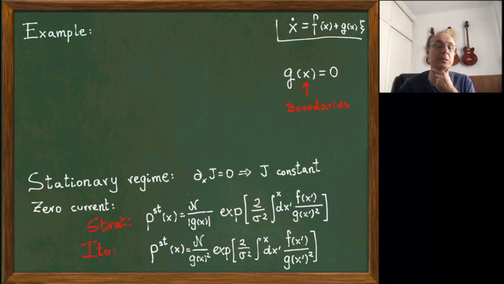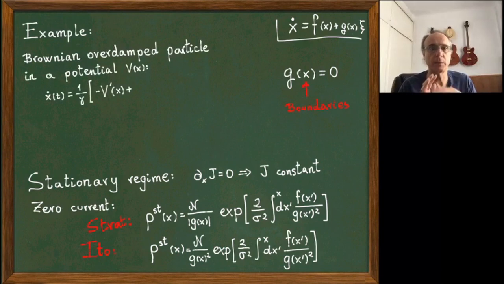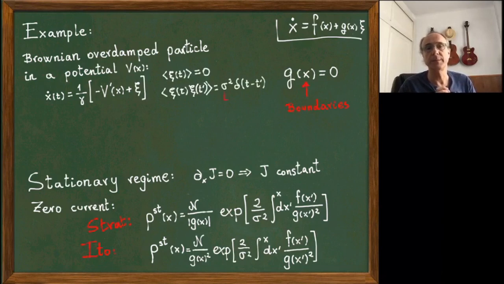Okay, so let's do an example, which is again this very simple one. Let's look at the Brownian overdamped particle. We will see in a minute the whole theory of Brownian particles, underdamped, overdamped, and so on. So if you have a Brownian overdamped particle in a potential, the corresponding Langevin equation is this one. And we already have seen that the Einstein relation tells us that this is 2 gamma kT. We have seen this in one example before, but we will see it now in a moment as well. So this has the form of a stochastic differential equation. Here f is minus V prime divided by gamma, and g is 1 over gamma.